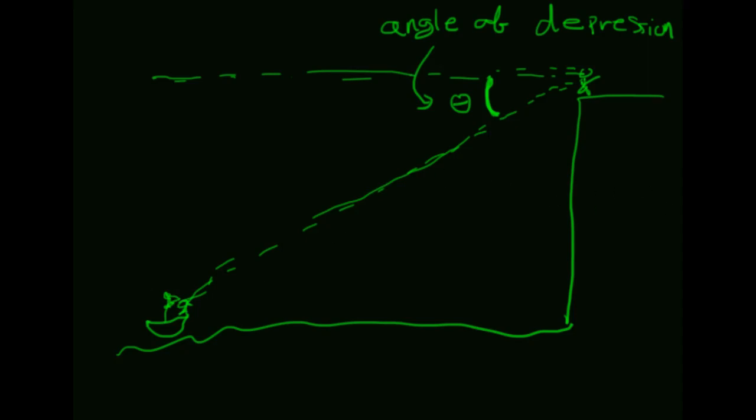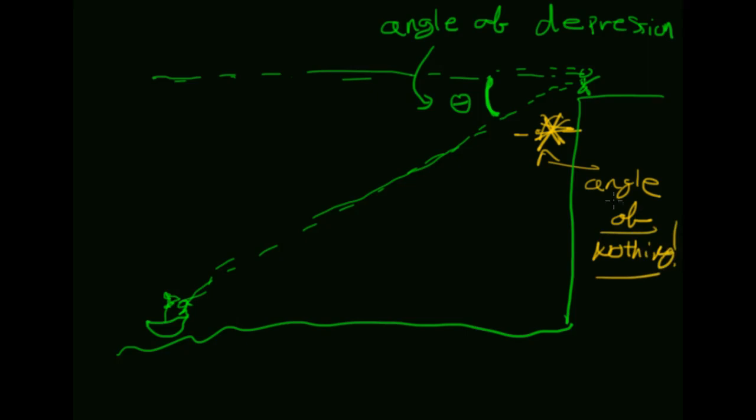Now, note, this is never this angle, not this one, okay? So this is the angle of nothing. Angle of nothing! Exclamation point. Okay, so we never use this angle, the one between the cliff and the line of sight. It's always, always, always from the horizontal down that is the angle of depression.